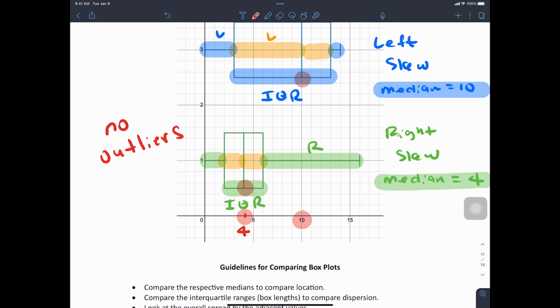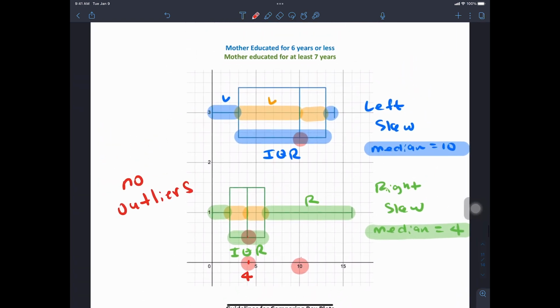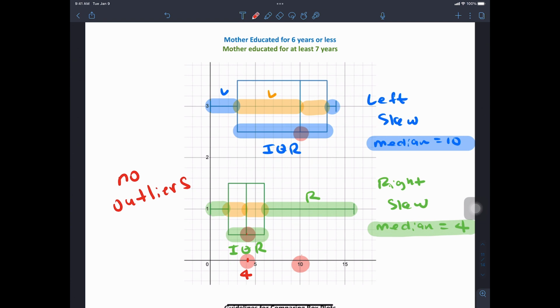I'll share with you pictures where they have outliers. But box plots are very good at, ladies and gentlemen, starting to compare data values, very good at trying to compare data sets and just get a general quick picture of the distribution.